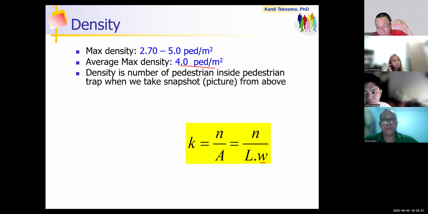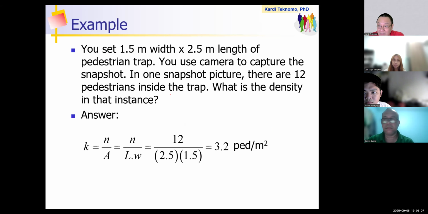The number n in here is the snapshot from the top, and then divided by the area. So again, the same pedestrian trap here, but this time you get 12 pedestrians. You use L and W to get density. To get the flow, you don't use the L. You don't use the length.